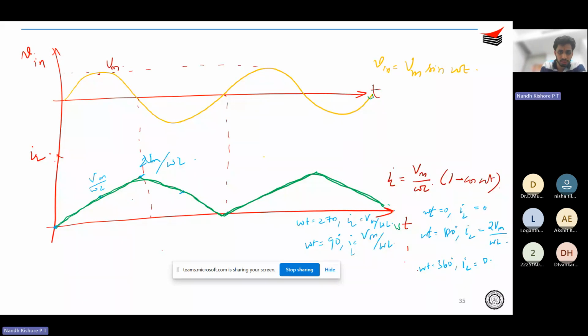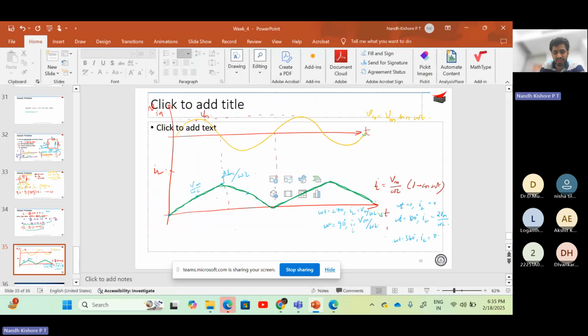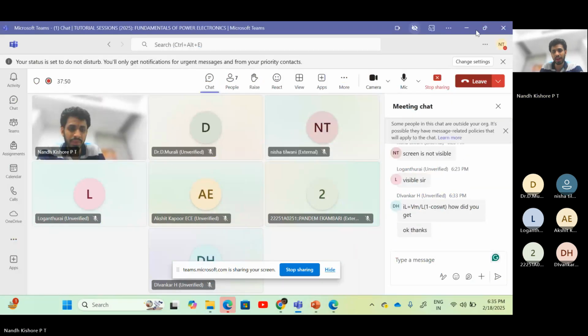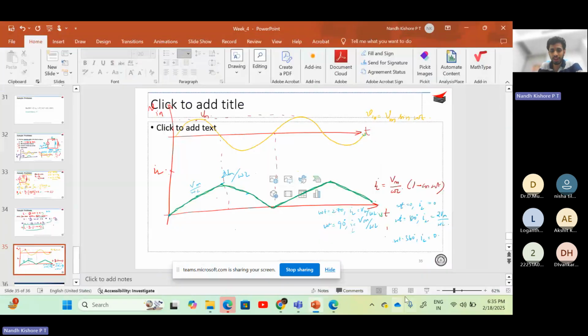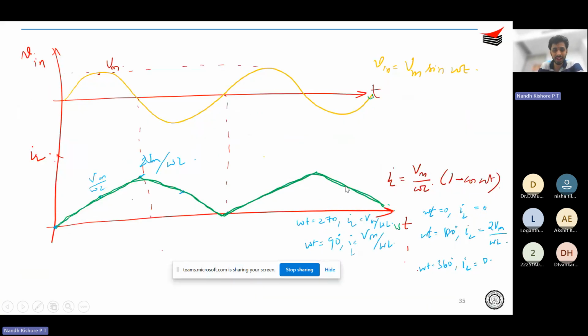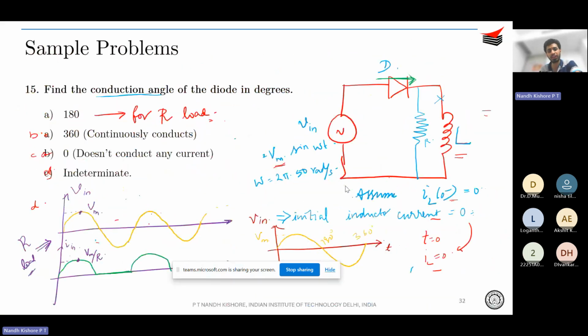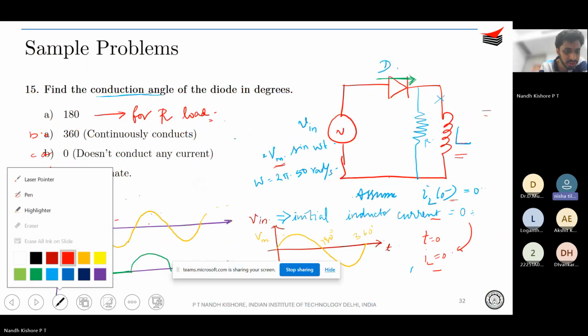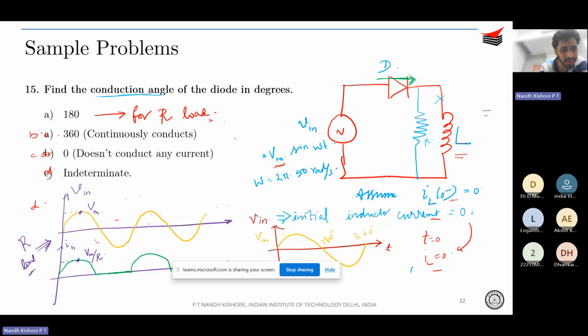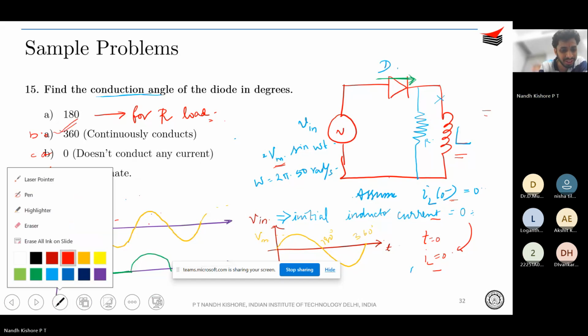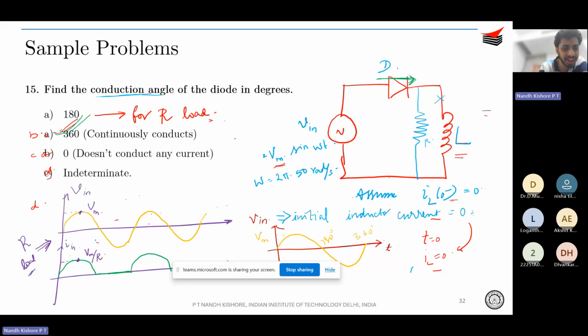Okay, so did you guys understand this? How we derived? Okay, good. So now that we have got this, can you tell what is the right answer for this question? Find the conduction angle of the diode in degrees. Continuously conducts, 360 degrees. Exactly. So the answer is 360 degrees. People generally think along the lines of either 180 degrees because it's a diode, or doesn't conduct at all, or indeterminate. But the right answer is it continuously conducts.